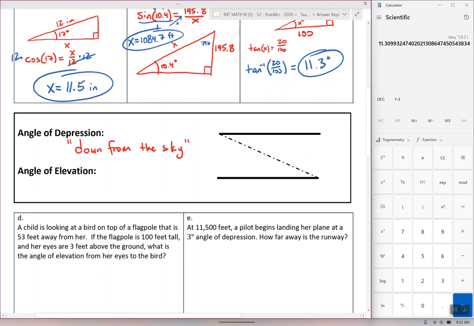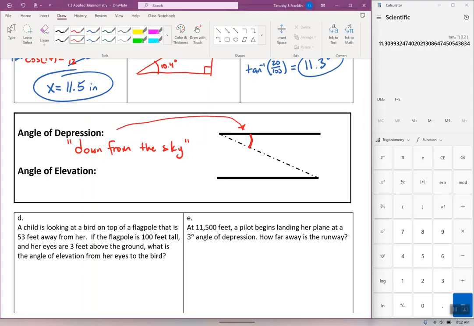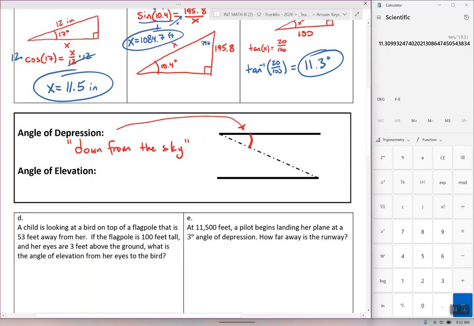It's something looking down, brings you down. So that would be this angle here, the angle of depression. It's the angle that we're looking down. And for the angle of elevation, you can think up from the ground. And that would be the angle here if we're rising up towards something.